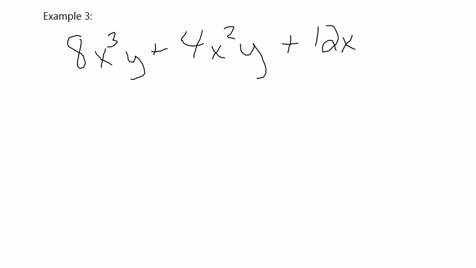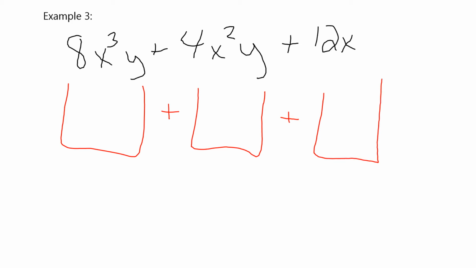Let's take this even one step harder. Now all of a sudden we have more than one variable. We have both x's and y's. So same thing, create buckets, factor it out, and then see what's in common in all 3 buckets. So bucket number 1 plus bucket number 2 plus bucket number 3.